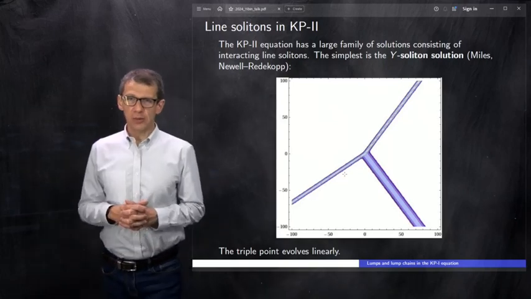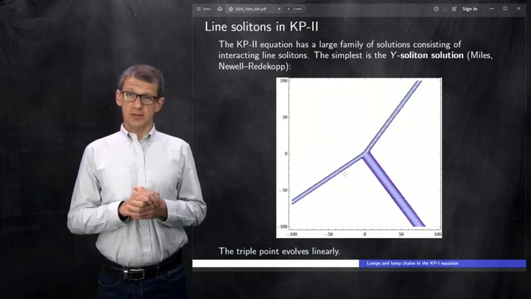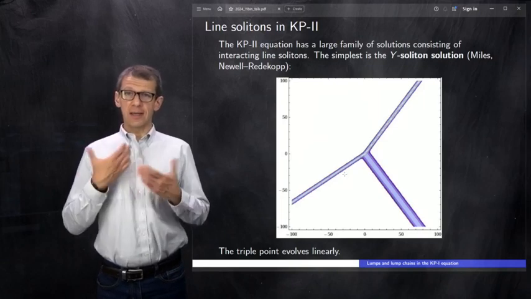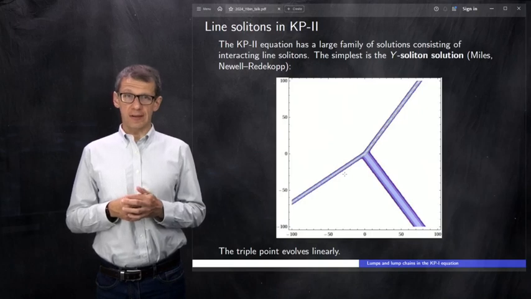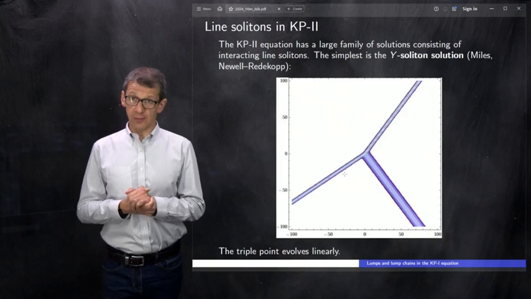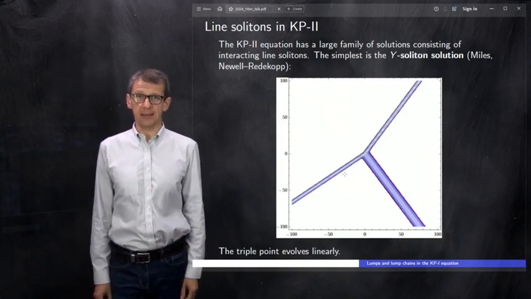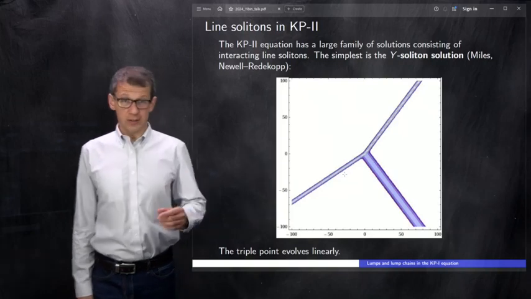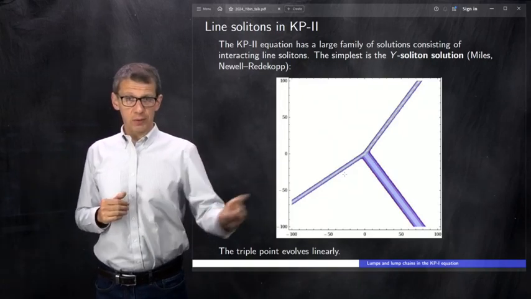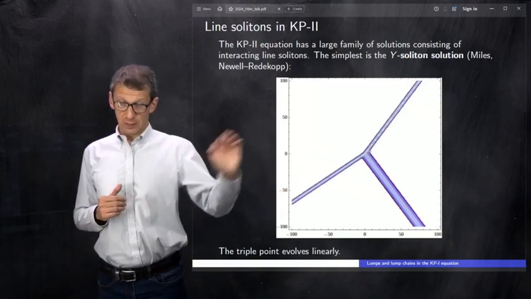Okay, in KP2, line solitons are stable, so you can ask, can you construct solutions consisting of interacting line solitons the same way that you have interacting soliton solutions in KdV? And the answer is yes. There's a wide family, a very beautiful theory of interacting line solitons in KP2. The simplest is the Y-soliton solution, where you have two solitons come in and merge. And the triple point, as you can see in this diagram, evolves linearly with time.